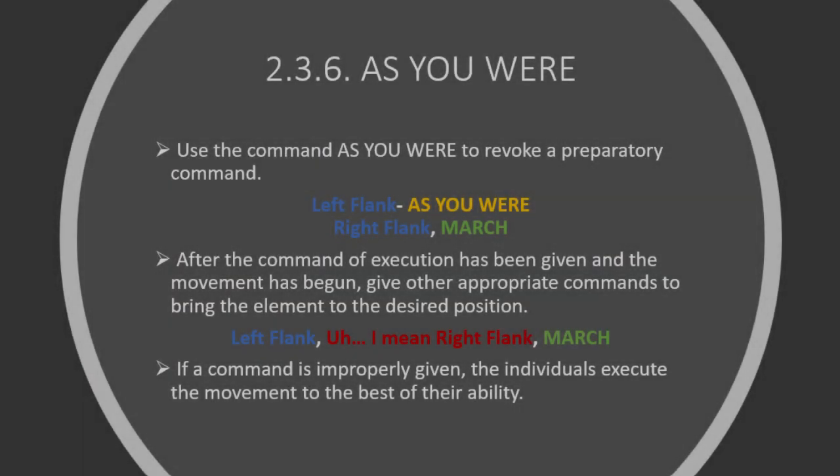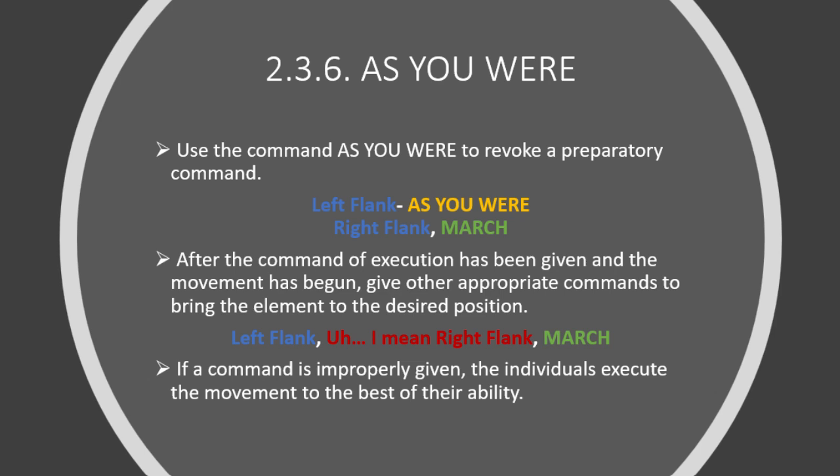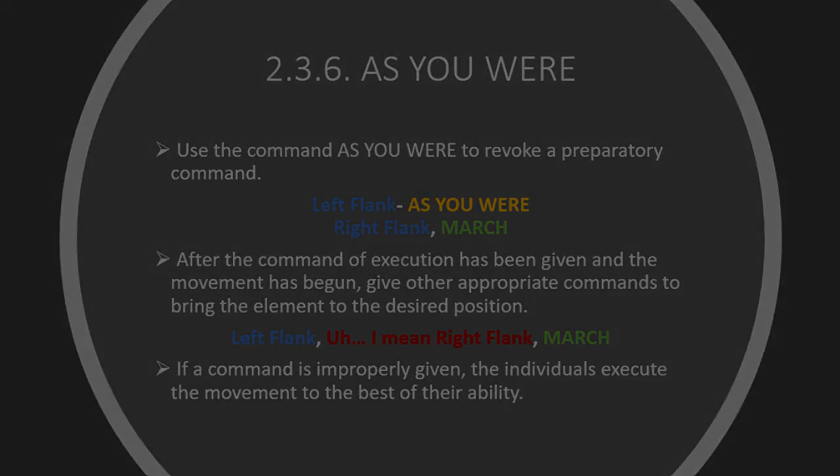In the event you improperly call a preparatory command, such as saying left when you mean right, you can use the command as you were. This revokes the preparatory command, but there is this misconception that it revokes the command altogether. This is incorrect. If you call left flank when you mean right flank, it's too late to use as you were. Your flight should automatically just continue doing the left flank, and as the drill instructor, it's your job to get the flight back onto the right track. So obviously the correction for this would be doing to the rear.